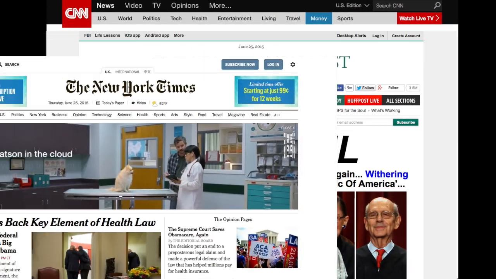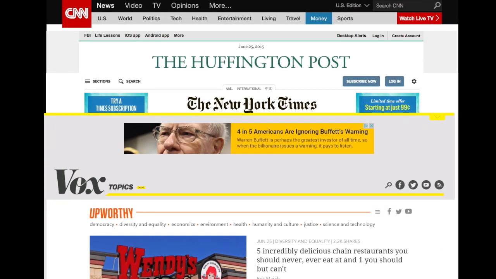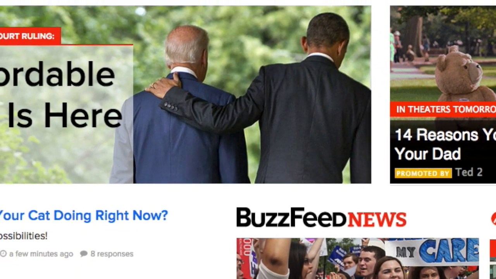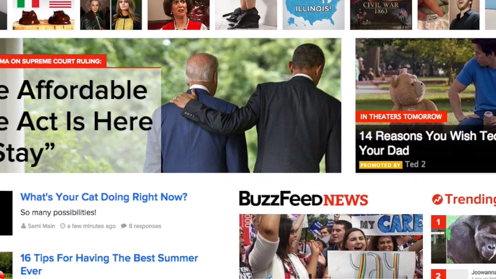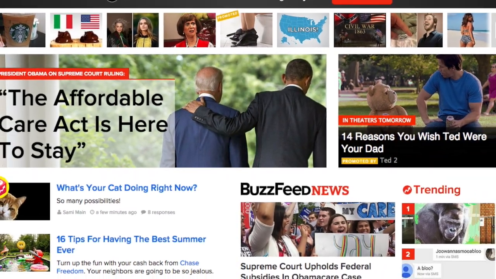National news outlets like CNN, the Huffington Post, the New York Times, Vox, and Upworthy are using the tool. BuzzFeed is another great example. They're using us pretty extensively, and they're seeing a lot of success with the content they're finding through us.